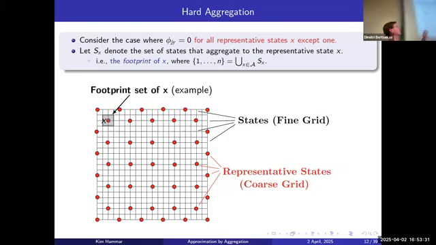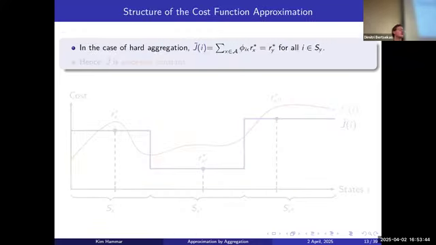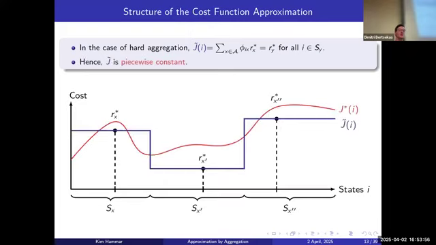And if you now look at this definition of the aggregation probability here in hard aggregation, and then plug that into our interpolation formula, it becomes quite clear that all of the states that are in the same footprint set are going to have exactly the same approximate cost in J tilde. So in other words, J tilde is going to be piecewise constant, as shown in this figure here.